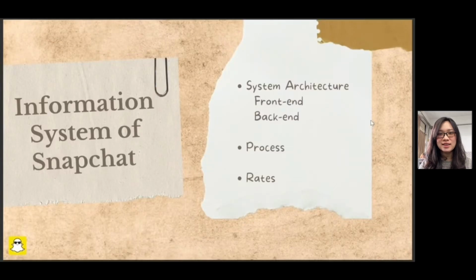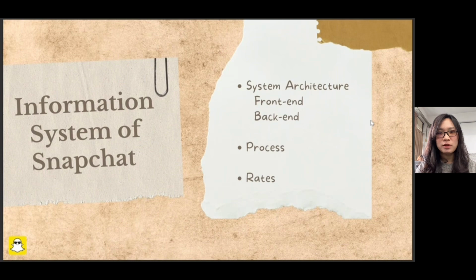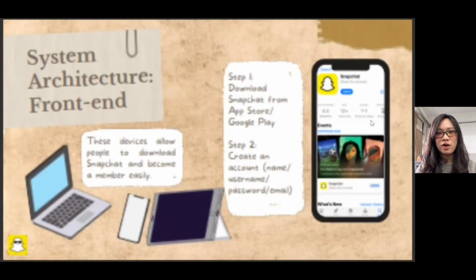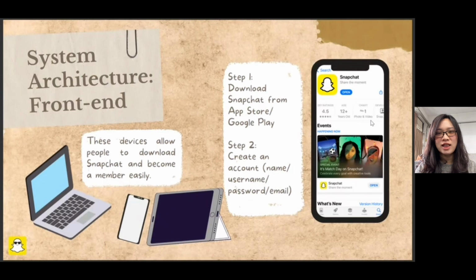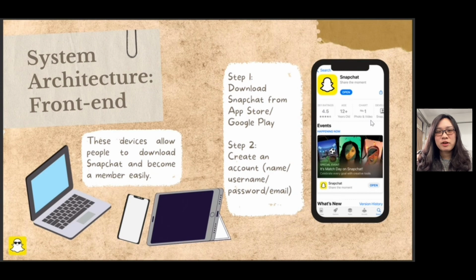In the information system of Snapchat, we will talk about system architecture, process, and rate. In system architecture, we will talk about front end and back end. In the front end, the devices allow people to download Snapchat and become a member easily. You can use your iPad, iPhone, or laptop and computer to download Snapchat from the App Store or Google Play. Then you can create an account by filling in your name, username, password, and email.